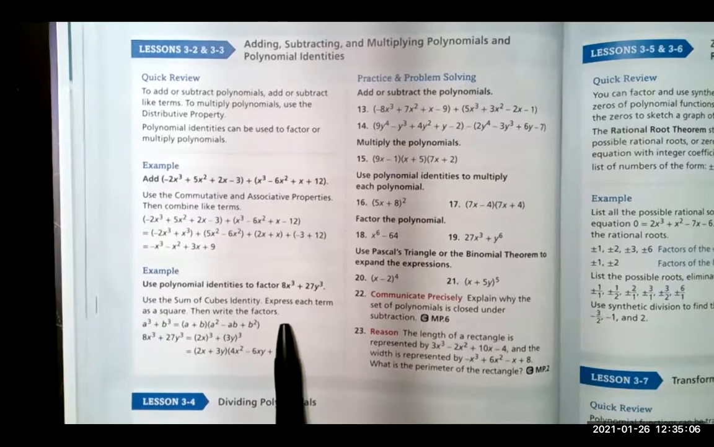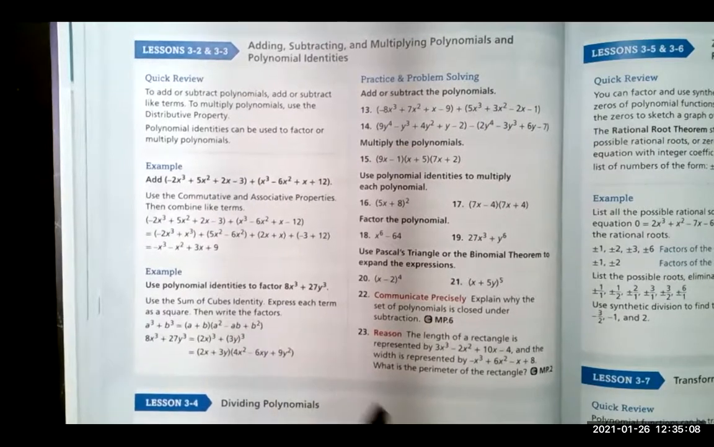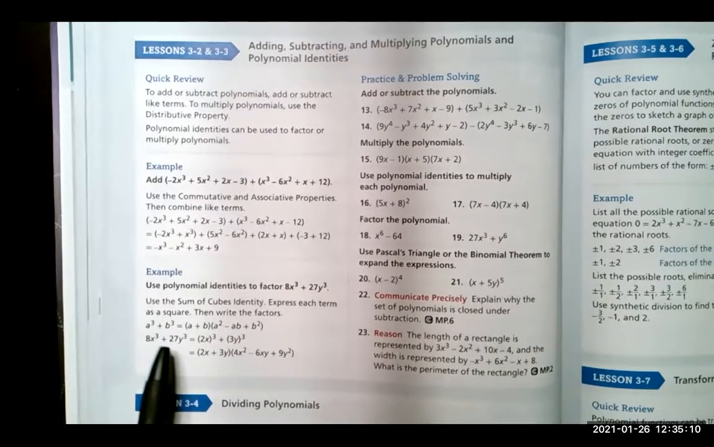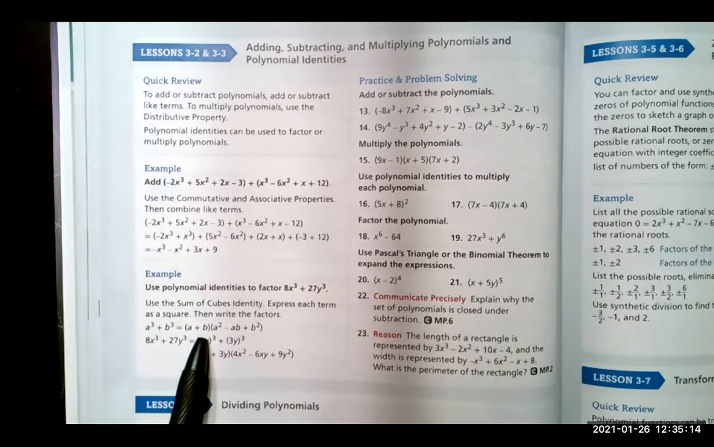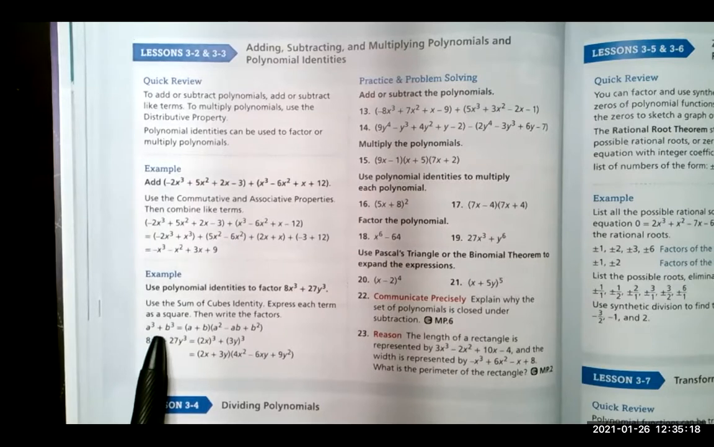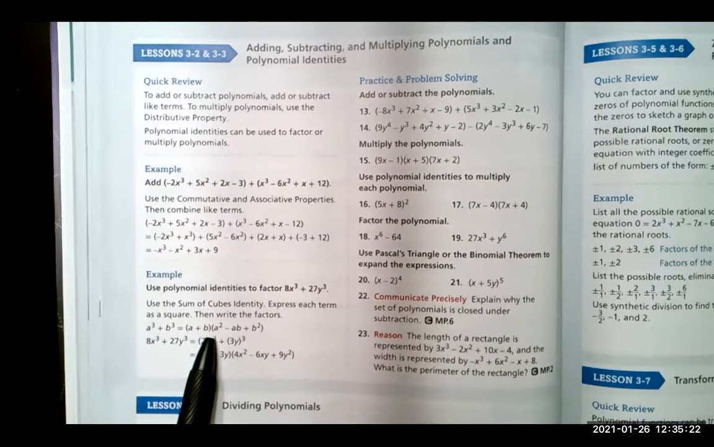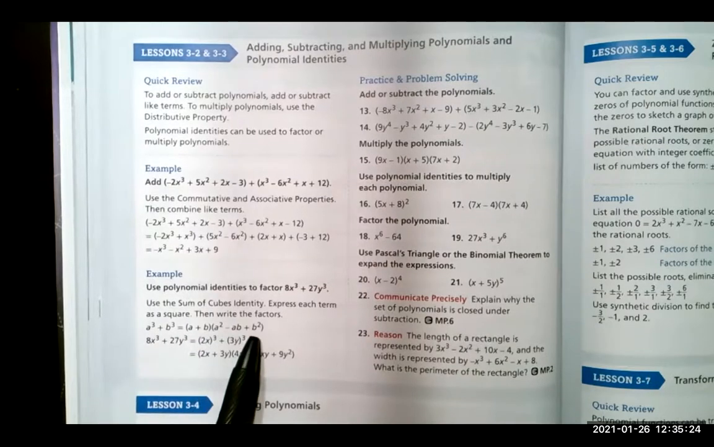This polynomial identity is kind of like I was saying earlier. It's almost like plugging things into a formula. You can see that starts with this first step right here. You can take any function that looks something like a cubed plus b cubed, and you can rewrite it as a plus b times a squared minus ab plus b squared. So it's almost like a formula.